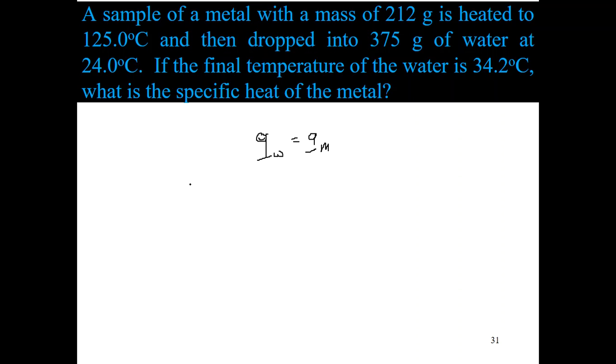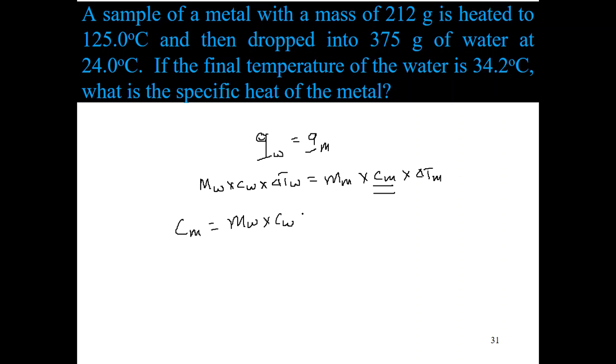So for QW, it is the mass of the water times the specific heat of the water times the change in temperature of the water. And that would be equal to the mass of the metal times the specific heat of the metal times the change in temperature of the metal. Now remember, the question is asking for the specific heat of the metal. So I would rearrange this to get the specific heat of the metal is equal to the mass of the water times the specific heat of the water times the change in temperature of the water, divided by the mass of the metal times the change in temperature of the metal.